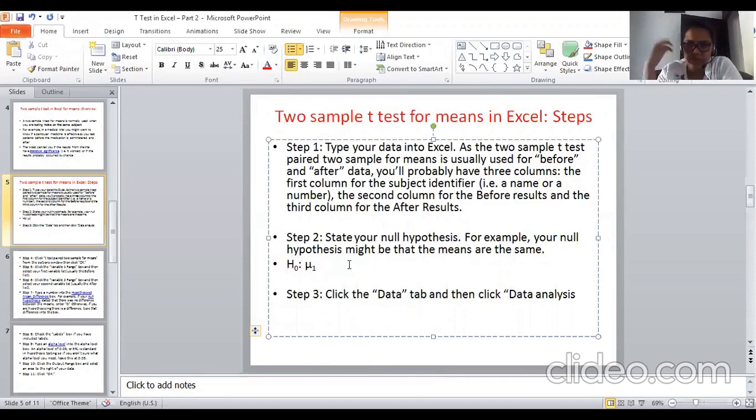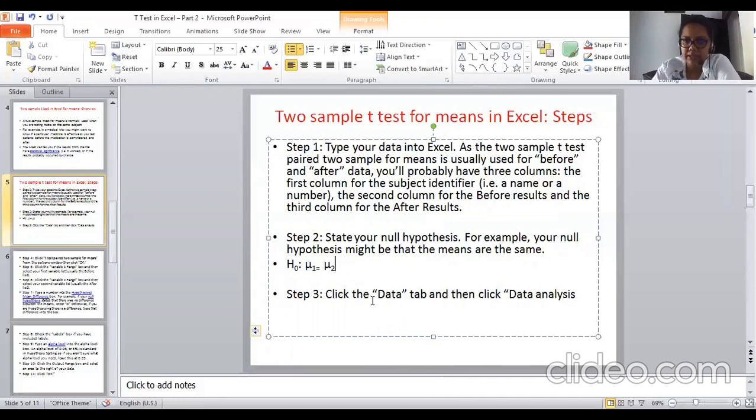So we are going to assume that the means are the same, that even though a training session is conducted, it is not going to make any change in the sales values. So it's like equals. Okay, this would be the null hypothesis.